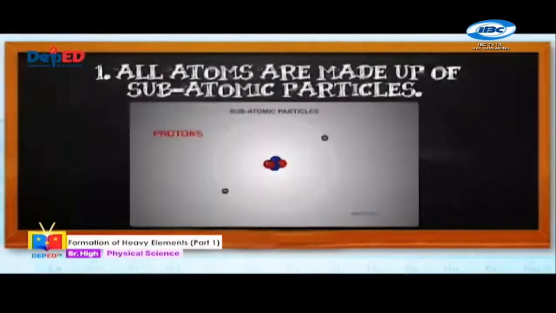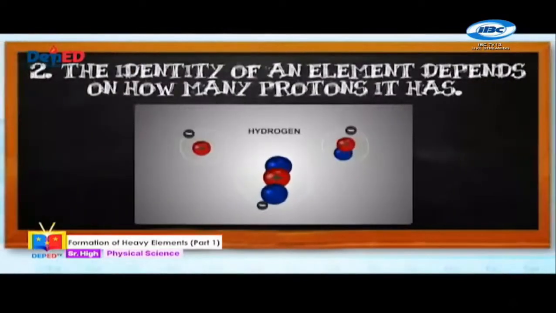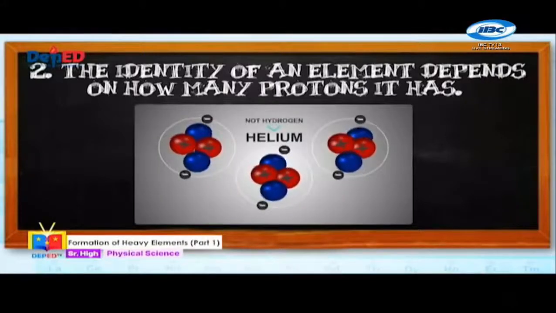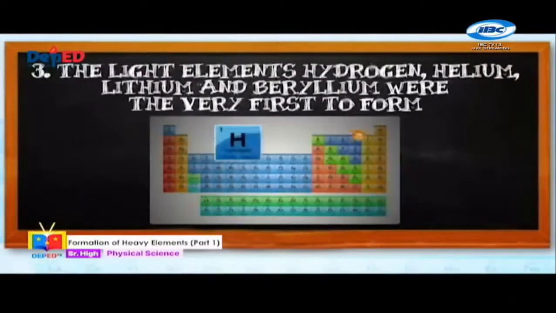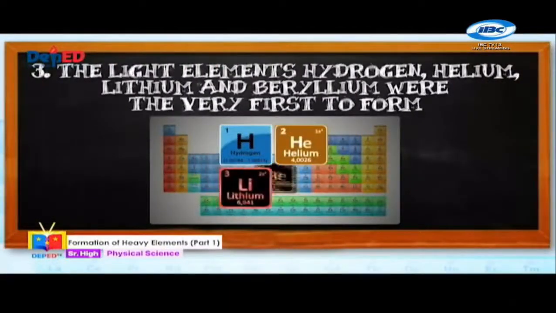These are: number 1, all atoms are made up of subatomic particles called protons, neutrons, and electrons. Number 2, the identity of an element depends on how many protons it has. Just look at the total number of protons that an atom has and you will know what type of element it is. Number 3, the light elements hydrogen, helium, lithium, and beryllium were the very first atoms to form.